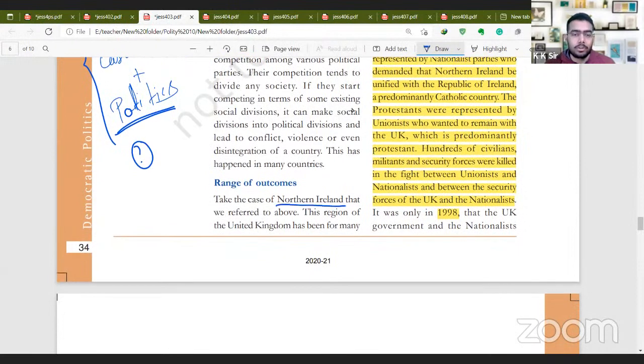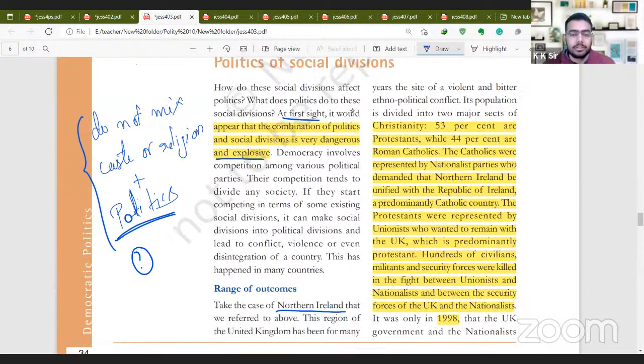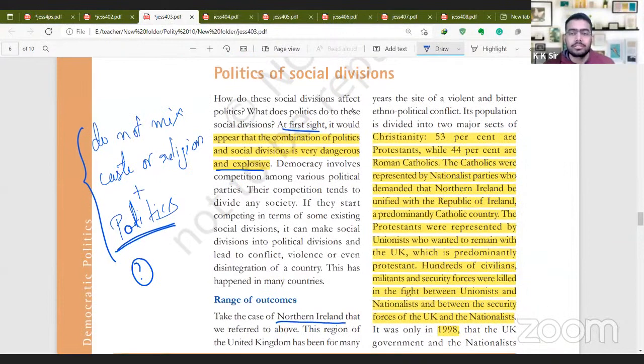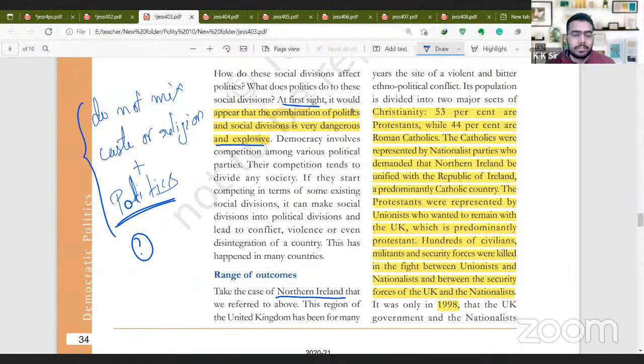Let's discuss Northern Ireland in a little bit more detail. The region of the United Kingdom has been for many years the site of violent and bitter ethnic conflict. यहाँ पे क्या है? If you know the map, अच्छा ये पहले जान लो where is Northern Ireland. There's a difference between UK, England, Britain. पता है सबको? What is the difference between the three things?